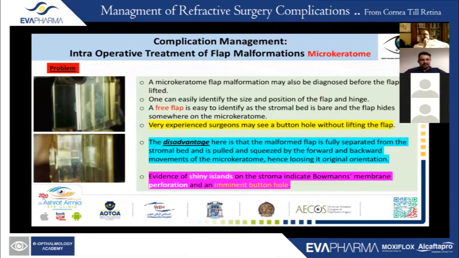Another problem, very important to diagnose the free flap. The free flap is easy to identify as the stromal bed is bare, and the flap hides somewhere in the microkeratome as in the picture. But the very experienced surgeon can notice a buttonhole without lifting the flap, as the evidence of a shiny island on the stroma indicates Bowman's membrane perforation and an imminent buttonhole.